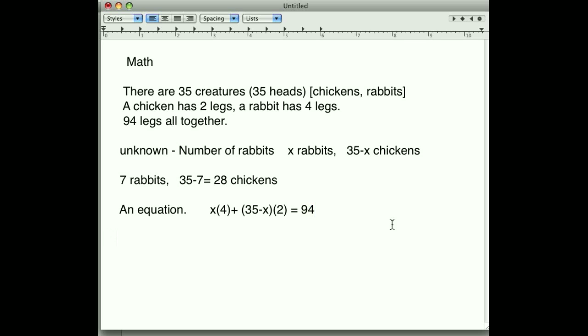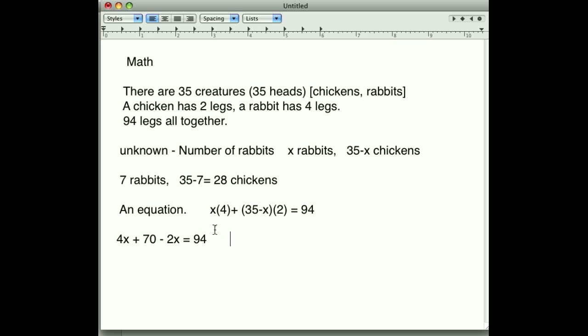So if we expand it according to the rules that I showed you before, X times 4 is 4X, and then plus. This is like a minus b times c, right? So 35 times 2 is 70, and then 2 times minus X is minus 2X, and that equals 94.